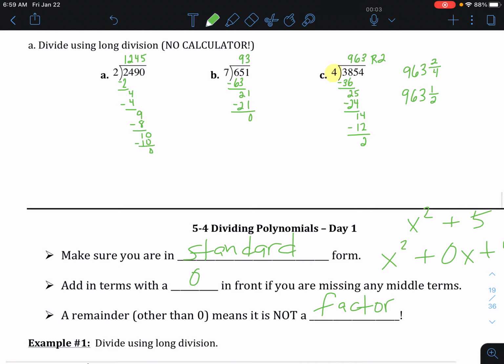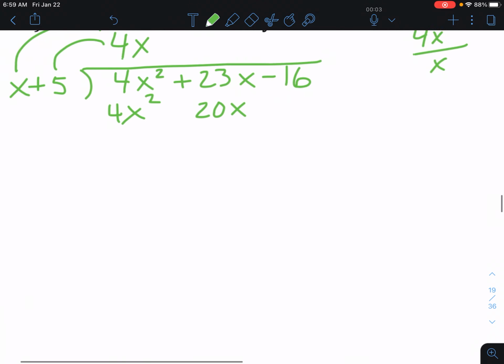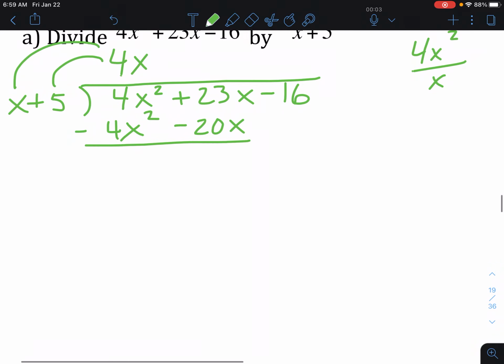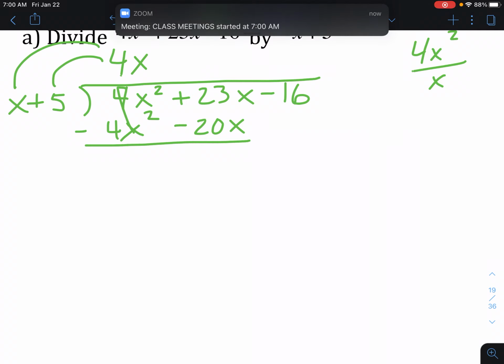and then what you want to do, remember back in the warm-up, we would subtract each time, so that's what we got to do down here. We got to subtract. The first terms will always subtract to nothing. The second, bring it down after you subtract.